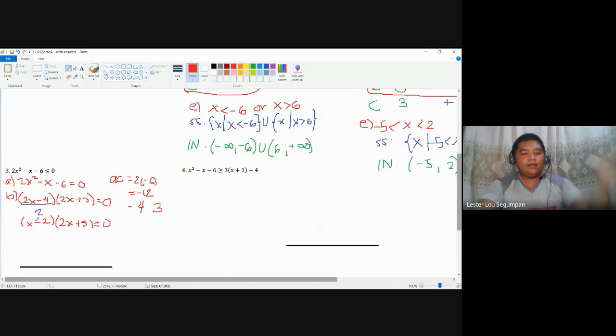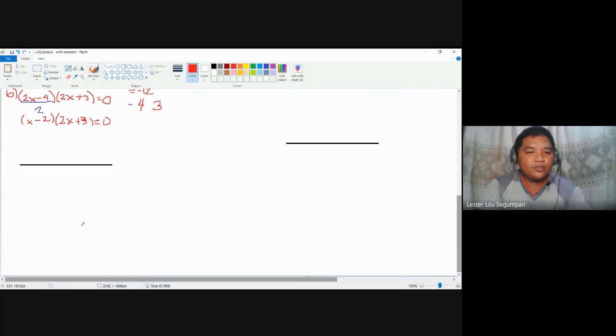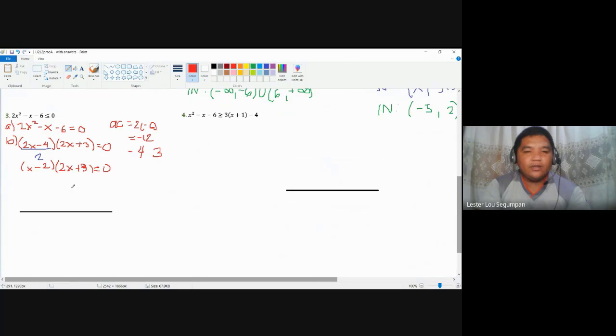Okay, checking: x times 2x, that's 2x squared. X times 3 is 3x. Negative 2 times 2x is negative 4x. So negative 4x plus 3x is negative x. And negative 2 times 3 is negative 6. So you have these as your factors.